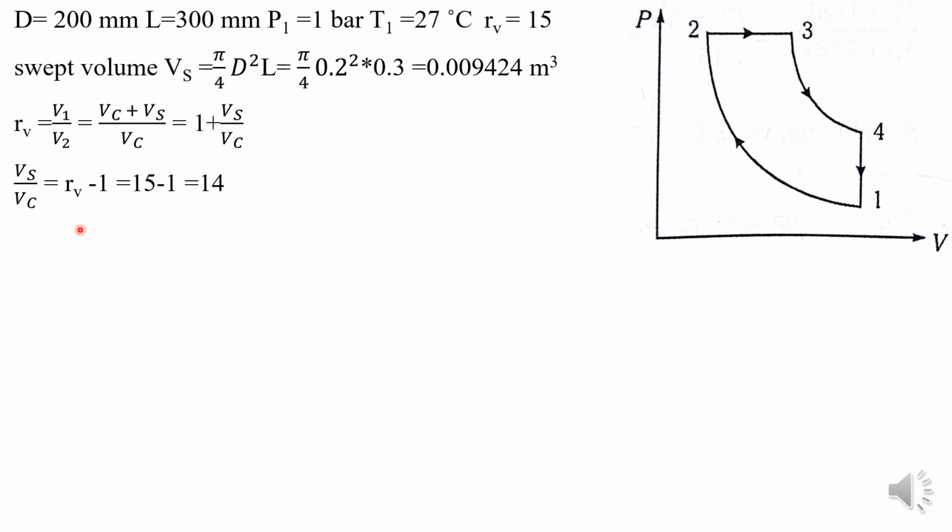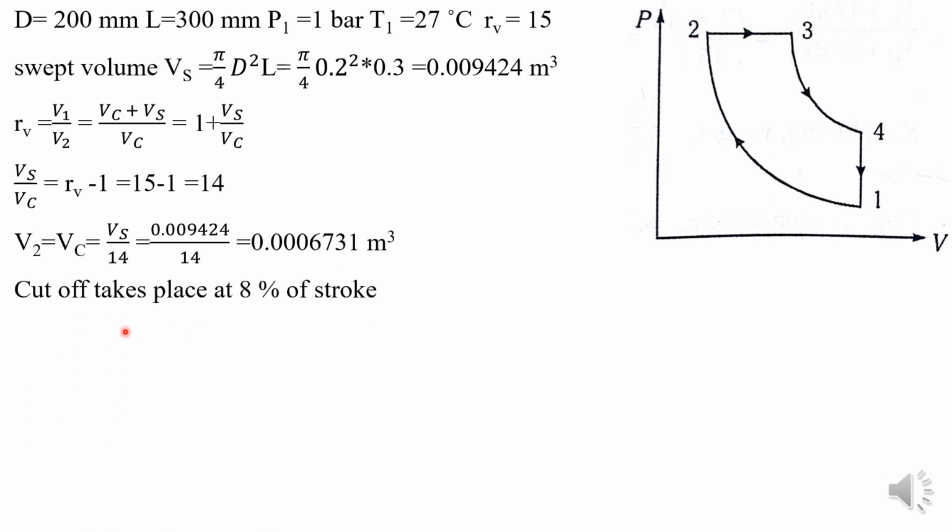So you will get the value of V2 like this. Once you have the value of V2, in the problem it is given that cutoff takes place at 8% of the stroke. So they have not given the cutoff ratio or the pressure ratio, as in the Otto cycle.